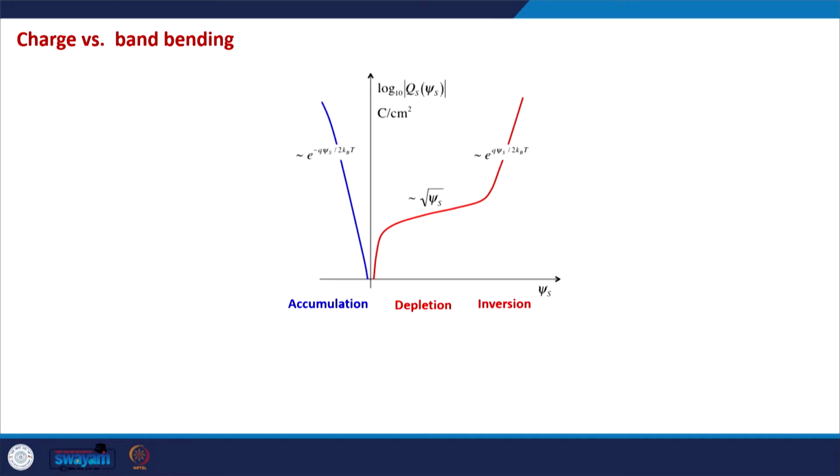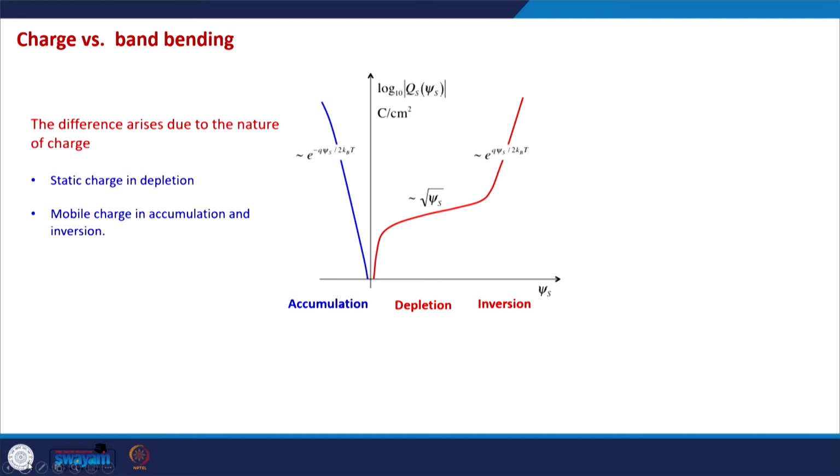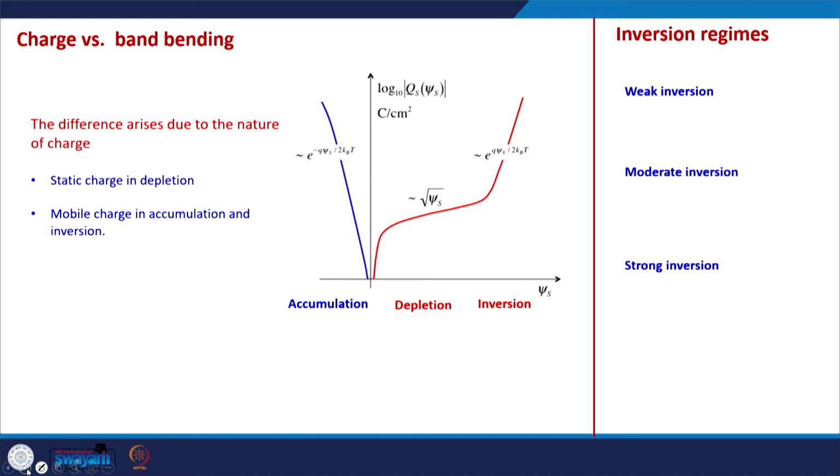But before going into that discussion, let's quickly recall what happens in various regimes. These are the various regimes: this is the accumulation, this is depletion, and this is the inversion regime. As we know, in the depletion region the major charge is the static charge. In the accumulation and the inversion regions, we have the mobile charge dominating the semiconductor charge. So this is an important point here, because there is a difference in the nature of the various charges.